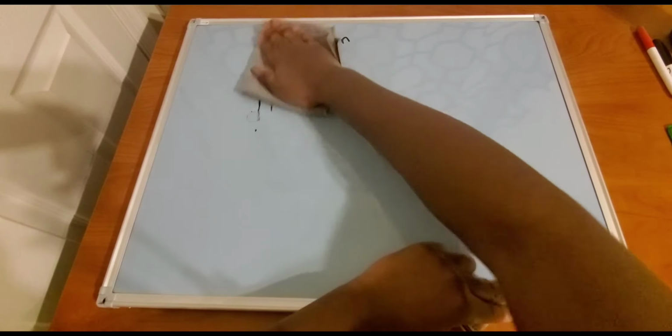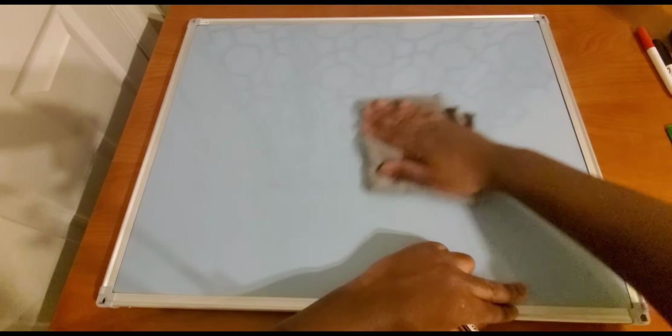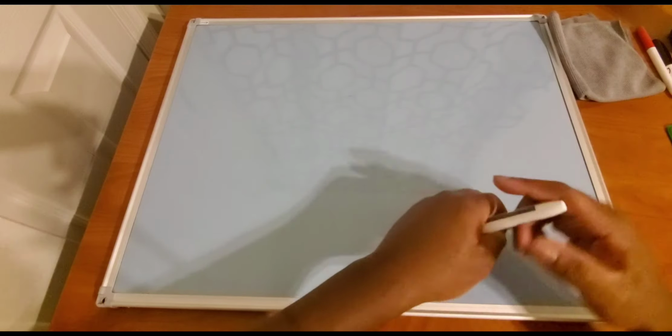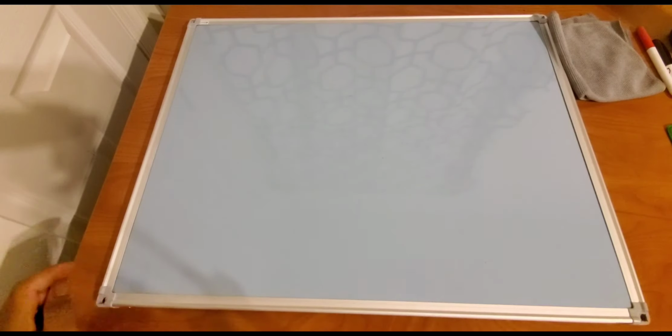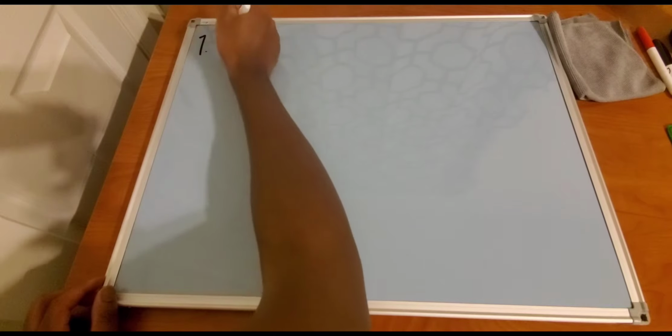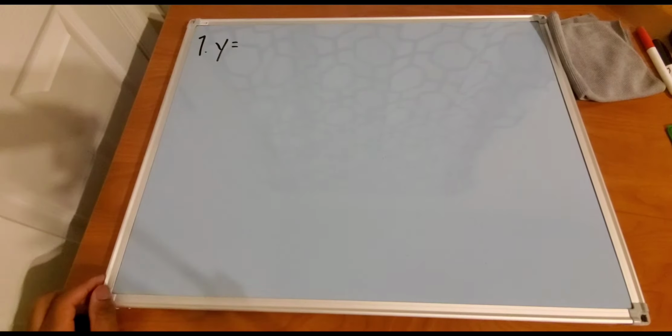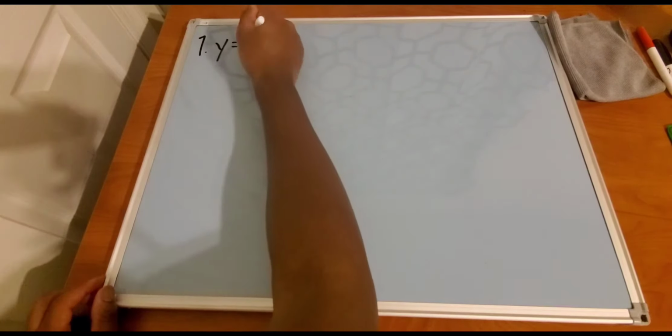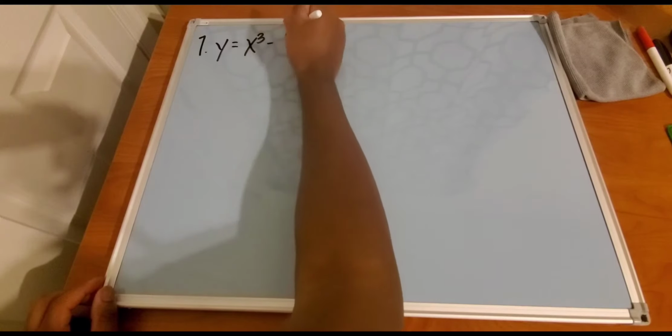Now that we've gotten the notation and the derivatives out of the way, we can go ahead and do some practice questions. So our first question that I have, we have y is equal to x cubed minus 27.